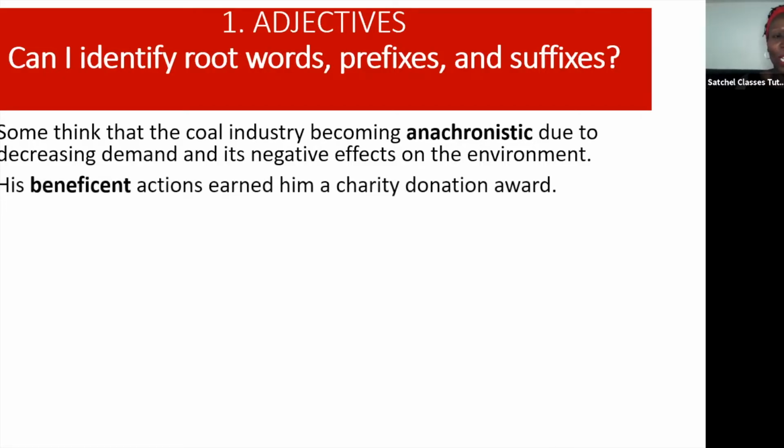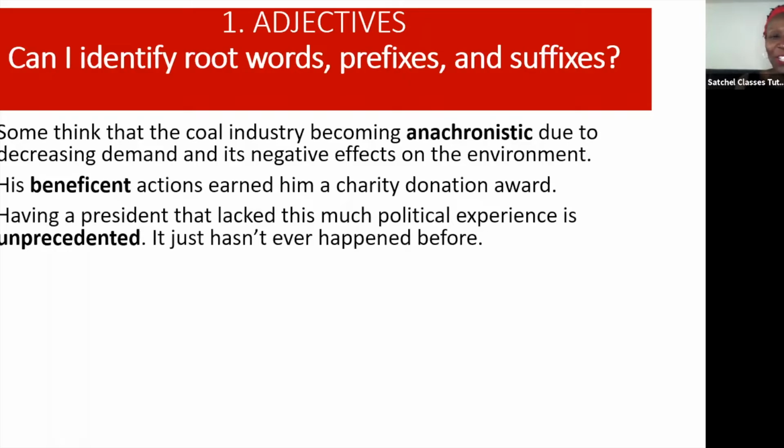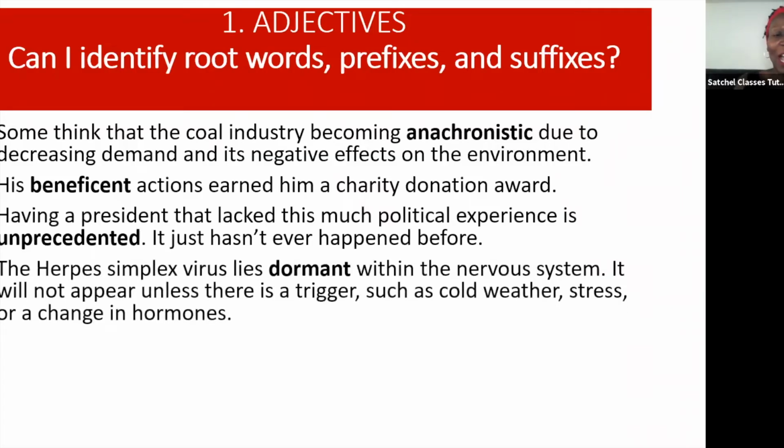If you think about this word, his beneficent actions earned him a charity donation reward. Now, bene is this Latin word to do with goodness, so beneficent. So it's an unfamiliar word, but we know they're good actions. Here is, we've heard this word a lot, unprecedented, something that's unprecedented. Precedent is the first. So this is, we've never seen this before. Now, this word dormant is to do with the word dormir, and it's to do with sleeping. So if it's lying dormant, it's something that's sleeping or inactive.